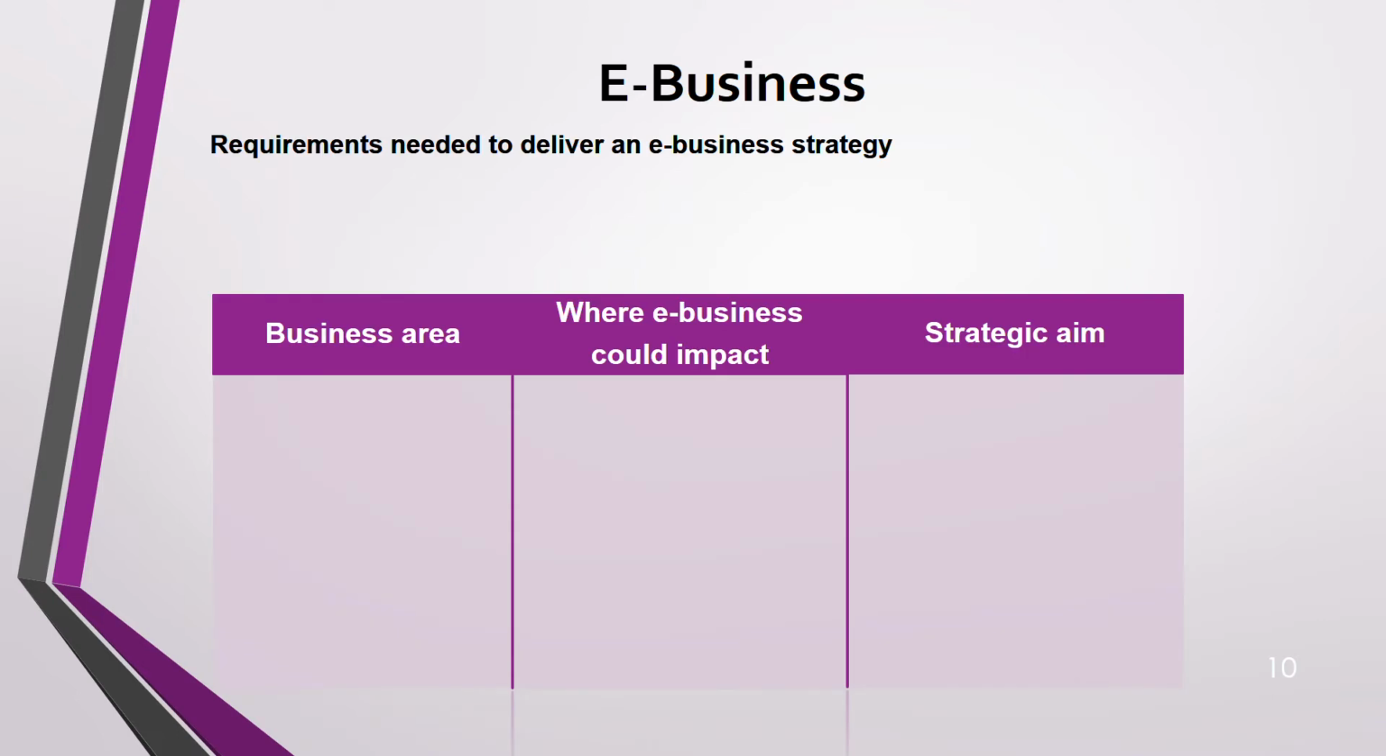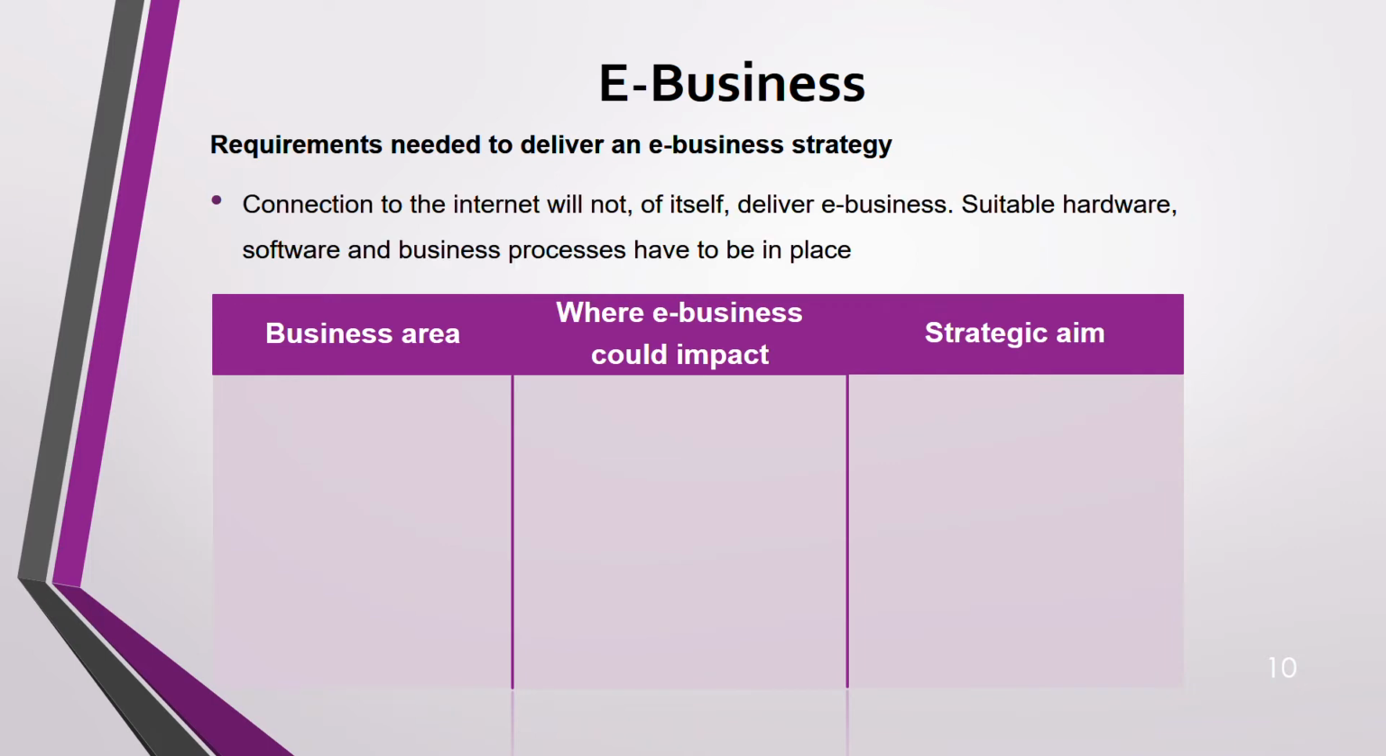Then, requirements needed to deliver an e-business strategy. These are some business areas where e-business has an impact. Let's go through this and what is the strategic aim for that. First, connection to the internet will itself not deliver e-business. Just having internet will not give you an e-business. You need suitable hardware, you need software, and you need a business process that has to be in place.